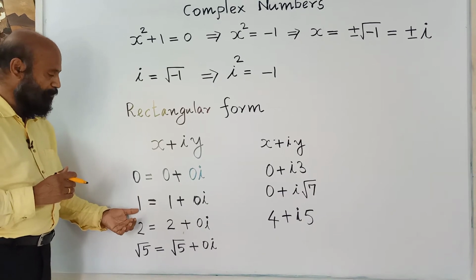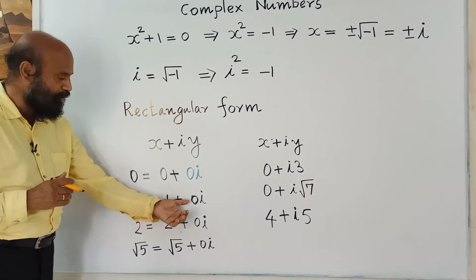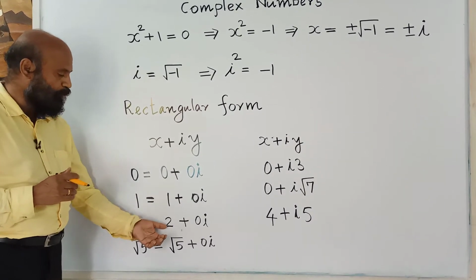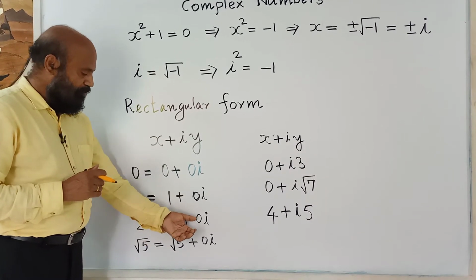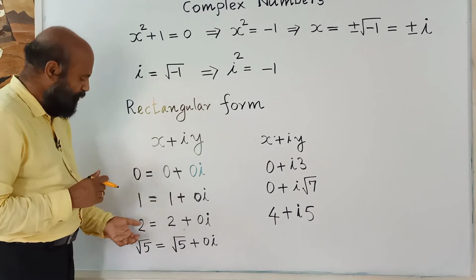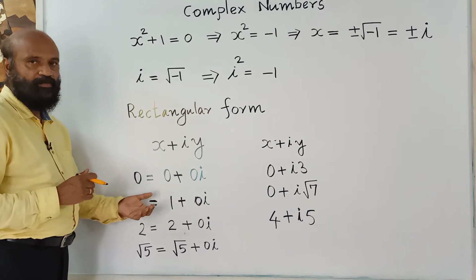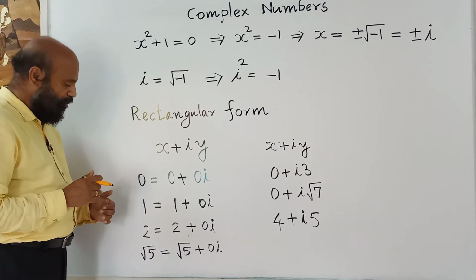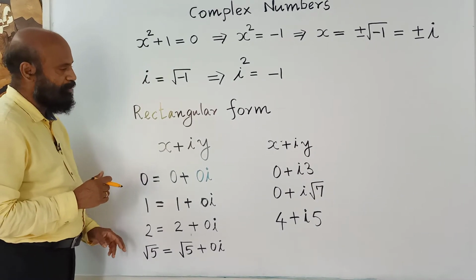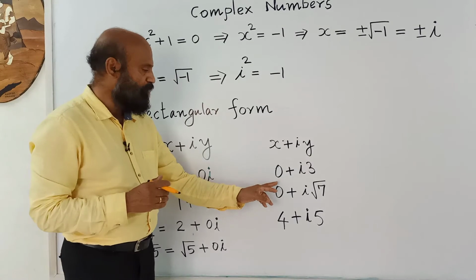So 1 is a real number, but 1 can be written as 1 plus 0i. 2 can be written as 2 plus 0i. So when it is written like this, it's a complex number. That means 2 is a complex number also. It's a real number. So complex number is an extension of the real numbers. Now some more examples.